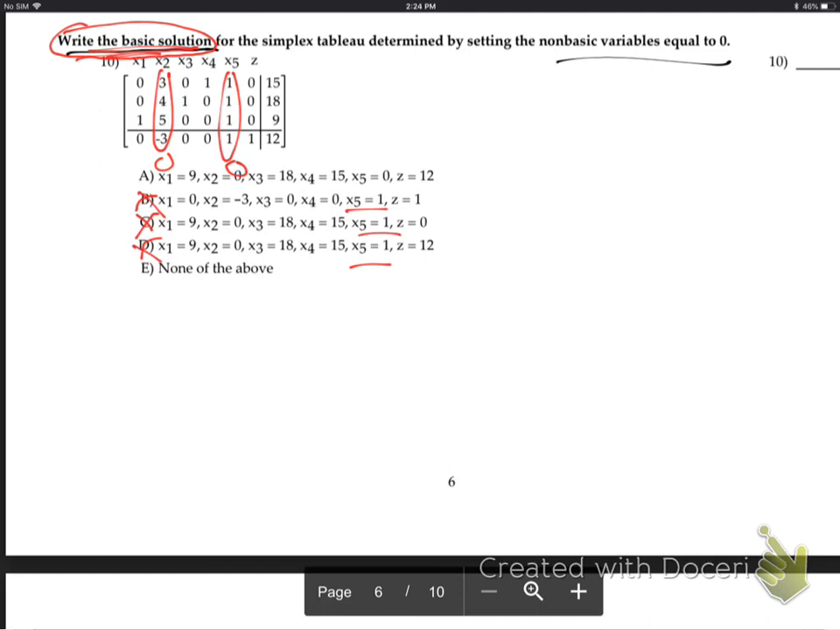Is it A? Because X1 is right here, should be 9, right? X3 is where this one is, 18. See how I shoot across? It's X3. X4 is the one, is 15. And Z. Z is always the lower right corner. That's the maximum. Always. 12. Yeah, it's A. All right, good? That's a quick one if you know what you're doing. A long time on those simplex. Those are long and graphing and all that.